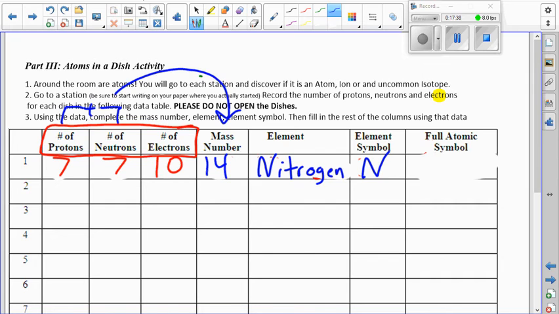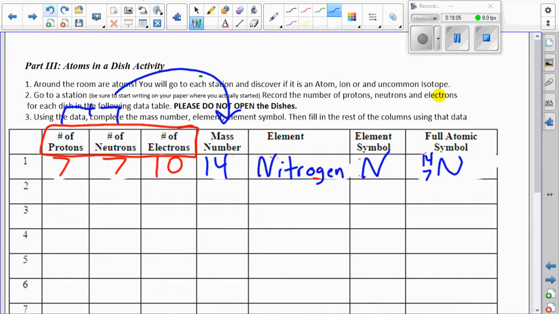Now, the full atomic symbol is when you have that symbol in the center and you include all the other pertinent information. So that is where you have your A, your Z, and your charge. So let's fill those in. All right. So my mass, well, I already got that. That's 14 for this particular one. My number of protons is 7.